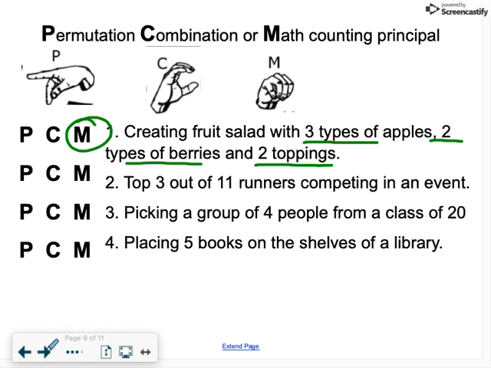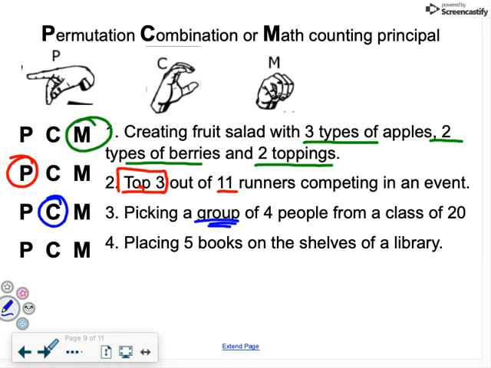We look at the second one here, it says top 3 out of 11 runners competing in an event. Notice right here, order matters. So this tells us right away that is permutation. Number 3, picking a group of 4 people, right? That should shout right exactly what we're doing. A group of 4 people from a class of 20. This is going to be combination.